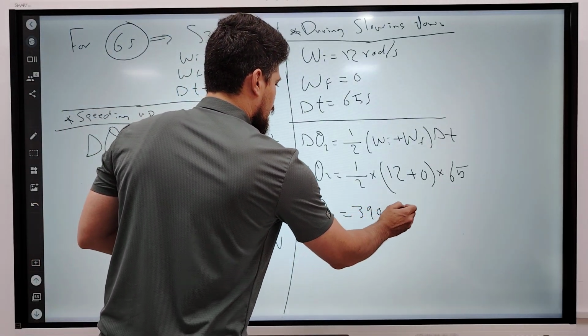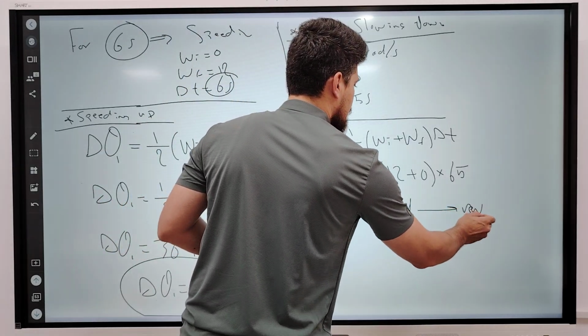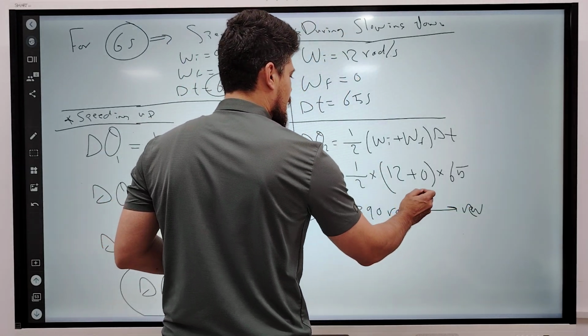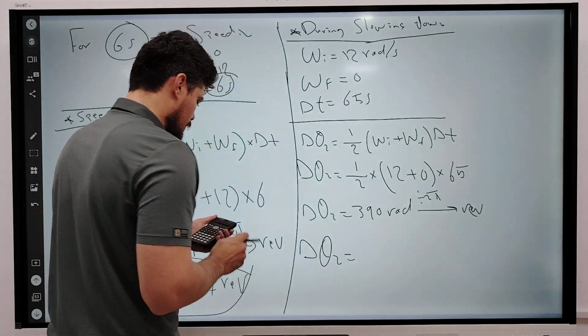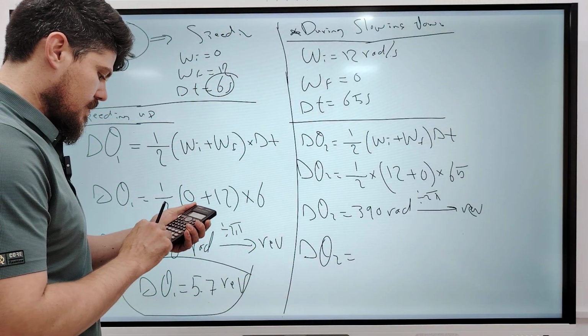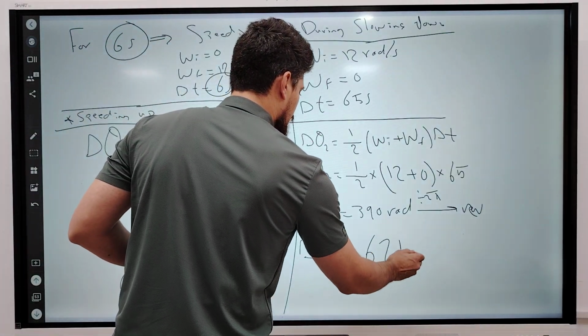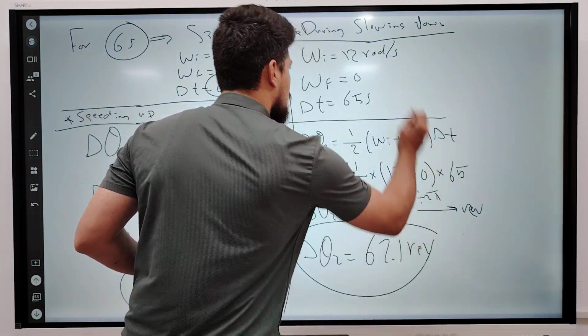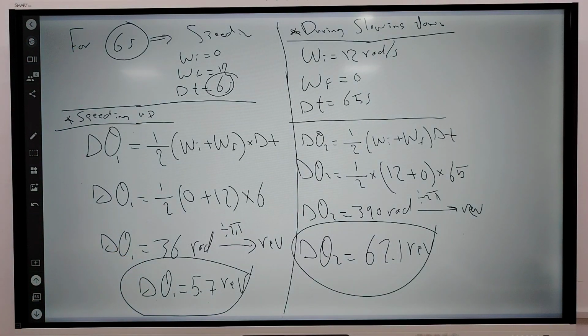390 radian. Convert to what? Revolution, because the question asks to find the number of revolutions. Divided by what? 2 pi. Theta 2 is equal to 62.1 revolution. Okay? So, this is the unknown of the question?